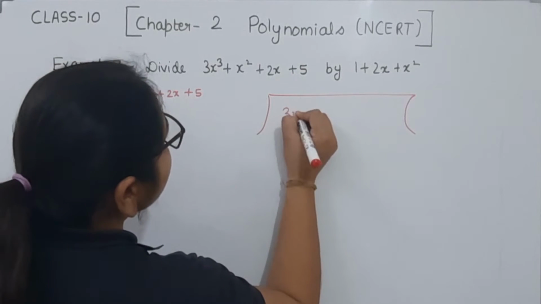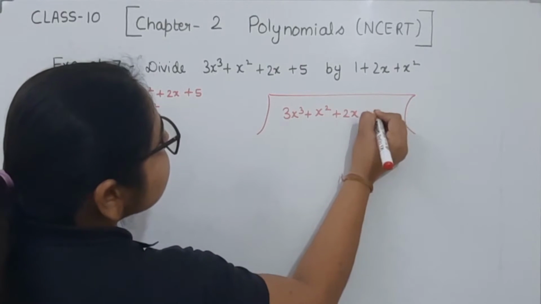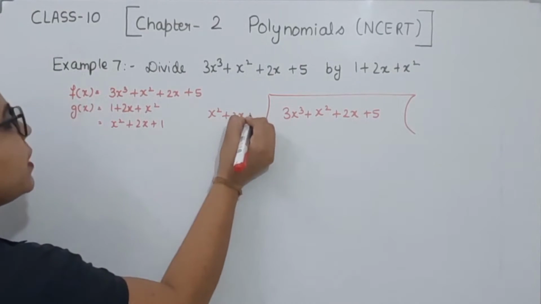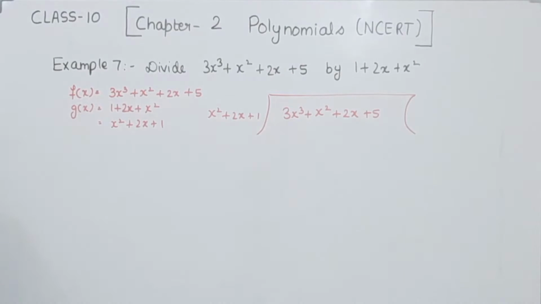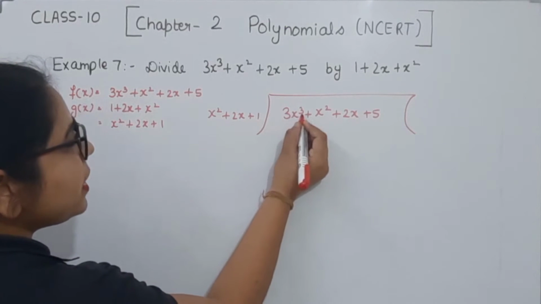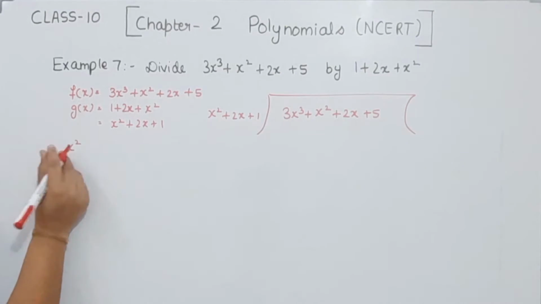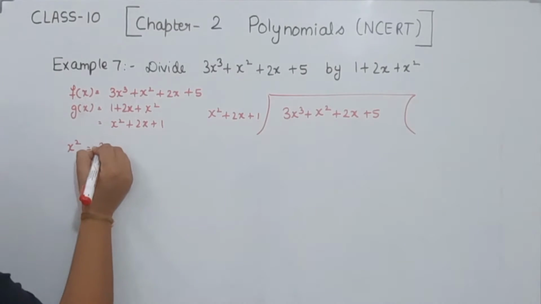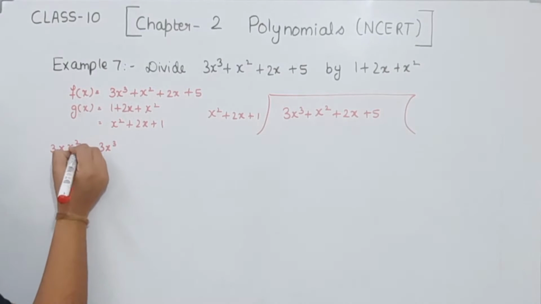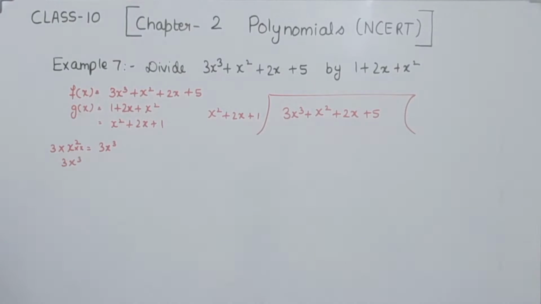Here we have 3x cube plus x square plus 2x plus 5. We are going to divide this by x square plus 2x plus 1. Here we have the x square and here we have the 3x cube. So for making this x square into 3x cube, we have to multiply it by 3 and by 1 x also. If we multiply this, we will have 3x cube here.